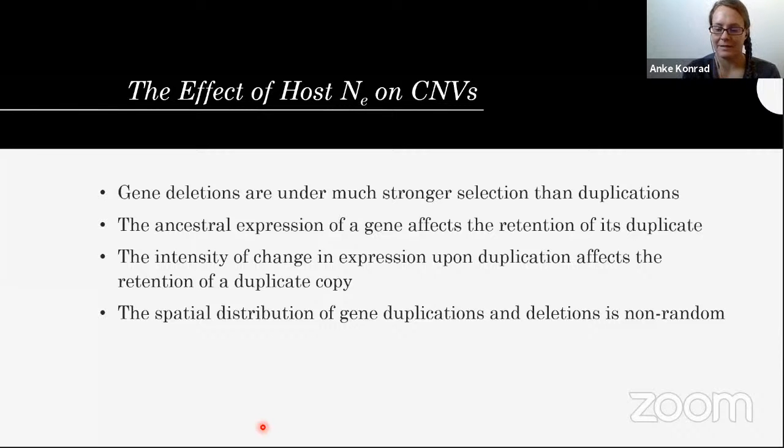So as a summary for the copy number changes, gene deletions are generally under much stronger selection than the duplications. The ancestral expression of the gene duplicated affects whether that duplicate might be retained. The intensity of the change of expression upon duplication affects whether a duplicate copy is retained. And the spatial distribution of gene duplications and deletions is non-random and may also affect whether duplications or deletions are retained.